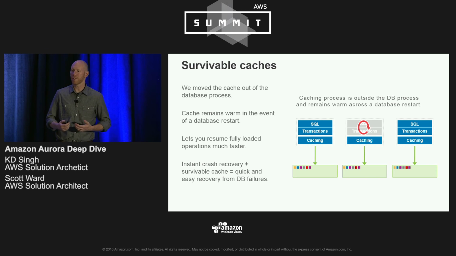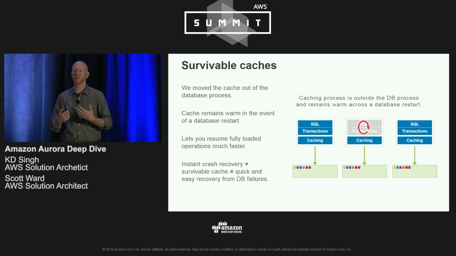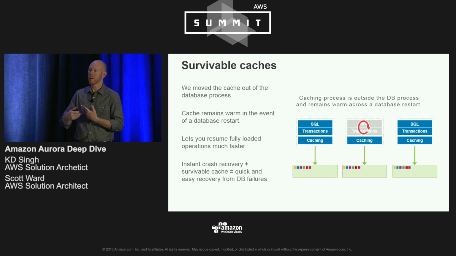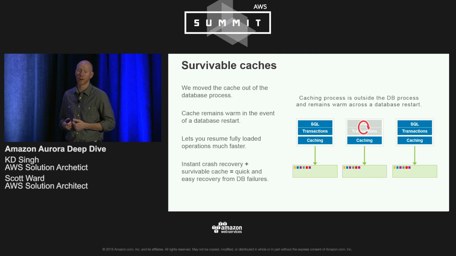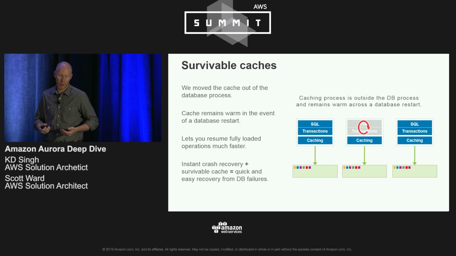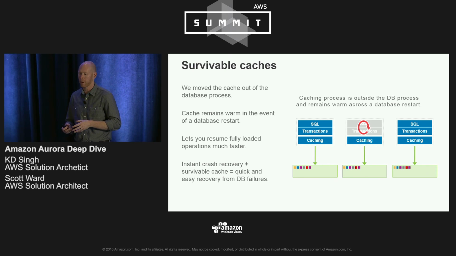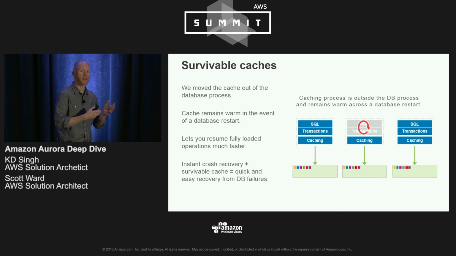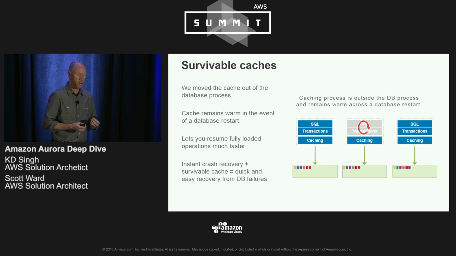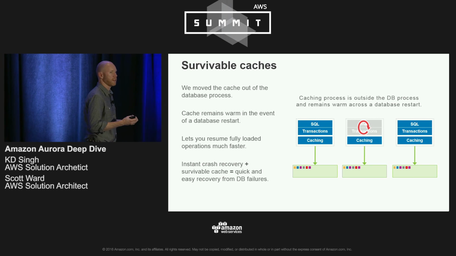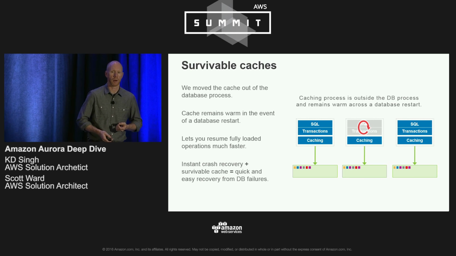When you bring your database back up, you're able to fully start running at the level that you were delivering to your applications prior to your failure or your reboot. So when you combine this caching layer, the ability to stay warm at all times, and the ability to instantly recover from your crashes, you really have a very, very easy path to recover from anything that's a database failure when you're using the Aurora clusters.